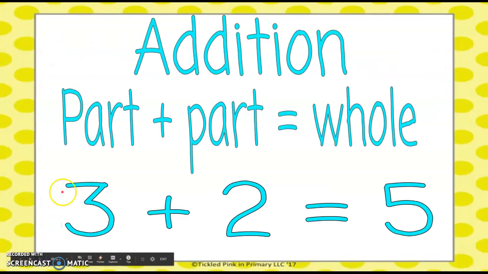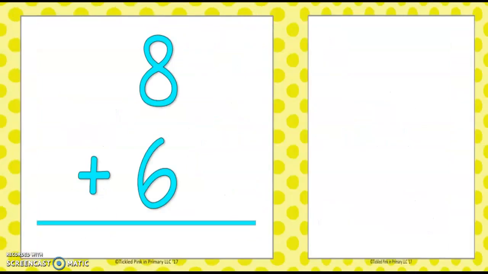So let's review addition. So we know a number sentence is part plus part equals whole, okay? So we know 3 plus 2 equals 5. And our parts are 3 and 2, and our whole is 5. So now I'm going to show you a series of number sentences and you're going to say the answer, okay?